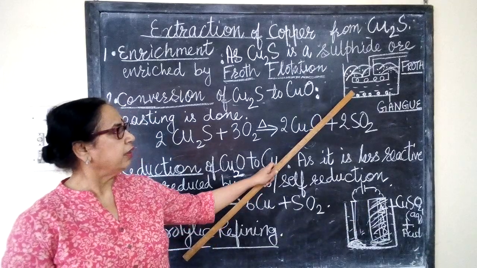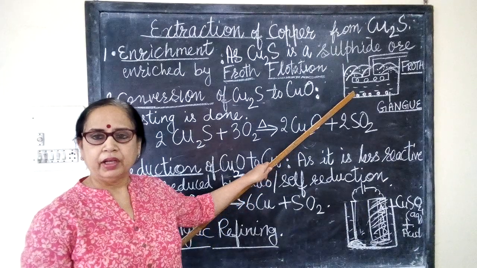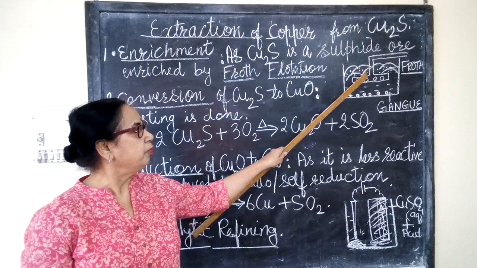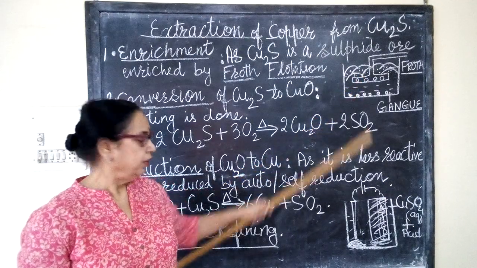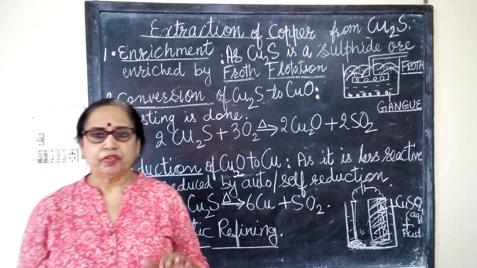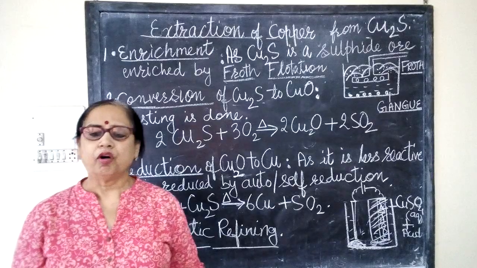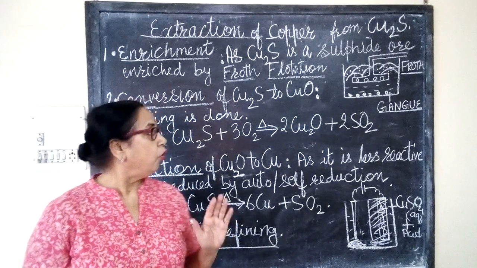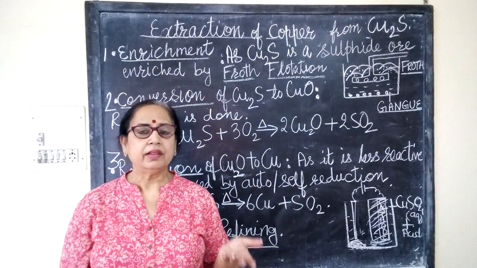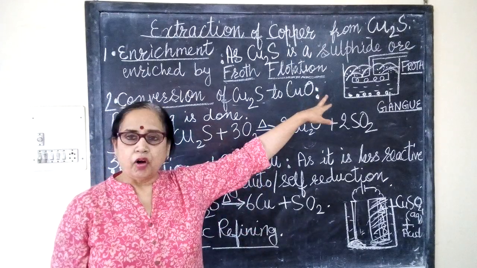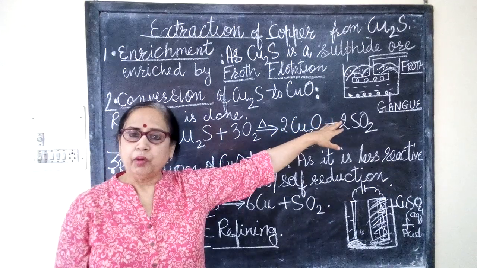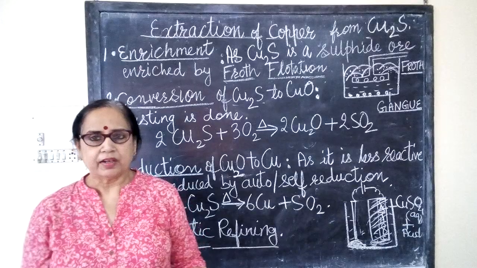So the slurry, that is the mixture of water, pine oil and ore, is taken in this vessel and compressed air is passed through it. Due to the difference in the wetting properties of the ore and the gangue, the ore gets wetted with oil and, being lighter, rises up along with the froth, and the gangue, being heavier, settles down at the bottom. So in this way the ore is enriched.